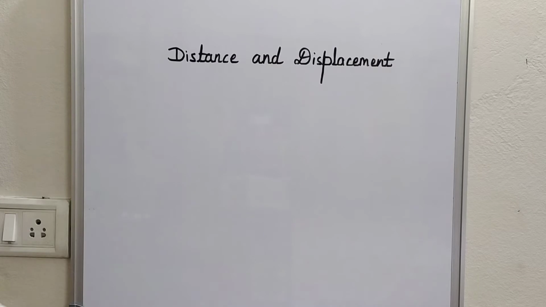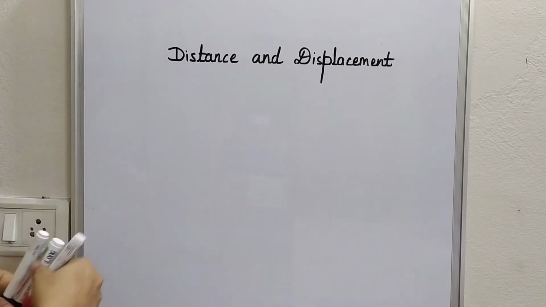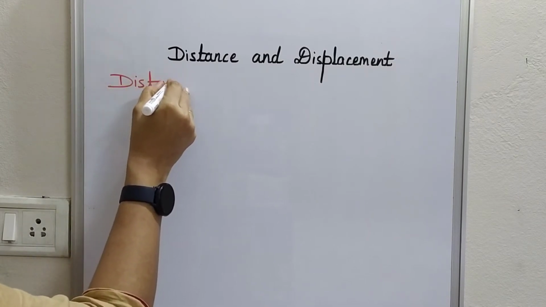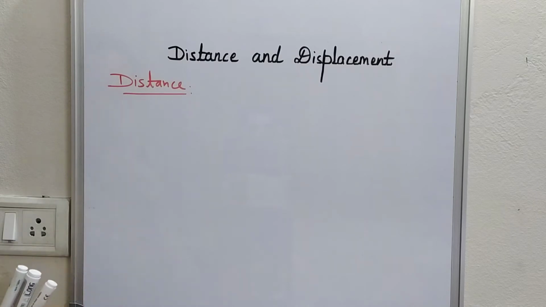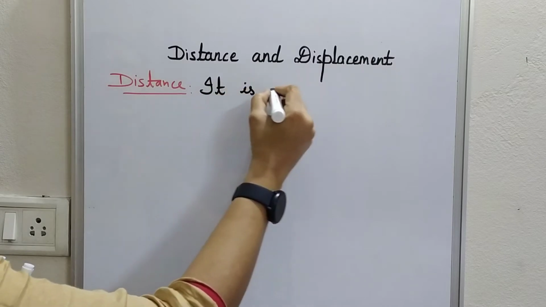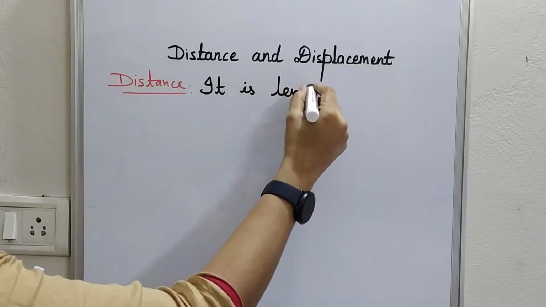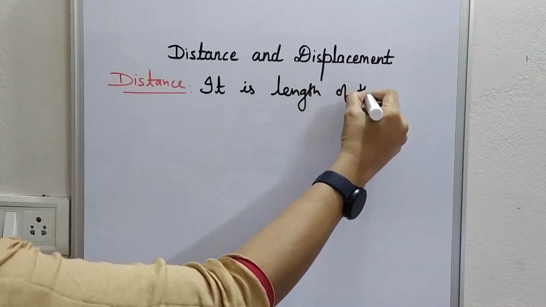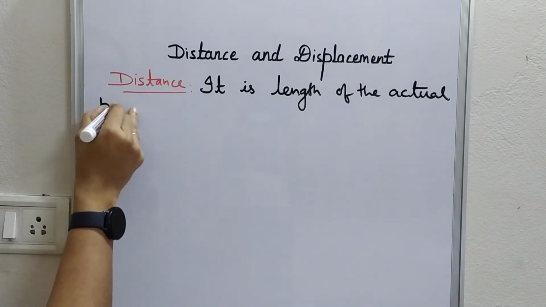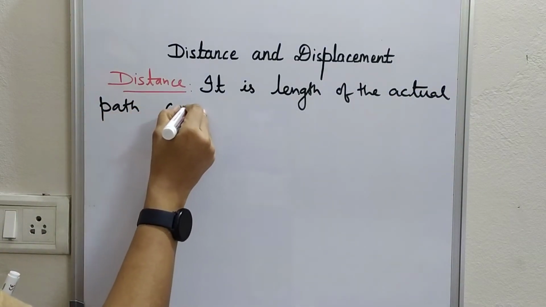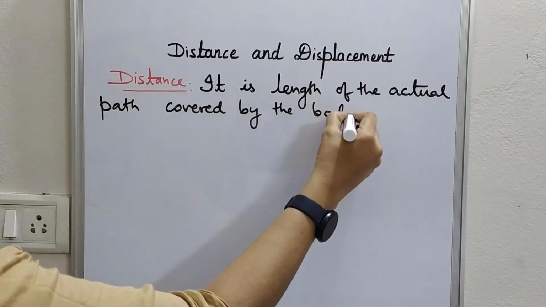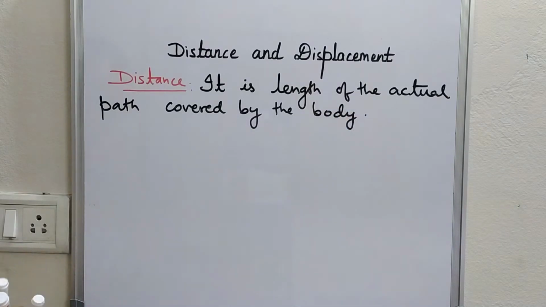Now let us define the physical quantities distance and displacement, and understand the similarities and dissimilarities between them. How do we define the distance traveled by a body? Distance traveled by the body is the total length, or length of the actual path, traveled or covered by the body, or the object, or the particle. This is how we define distance.